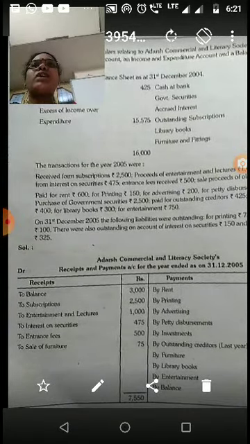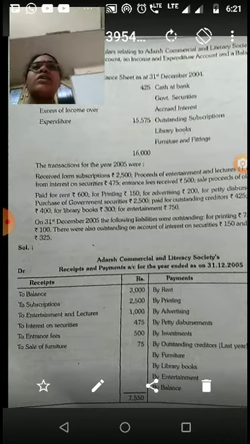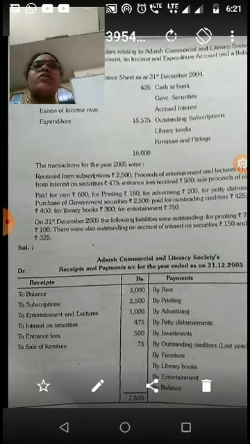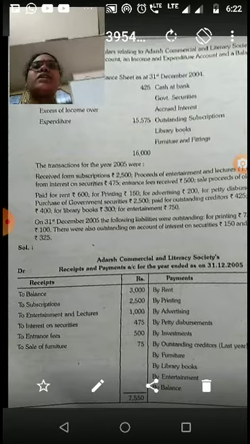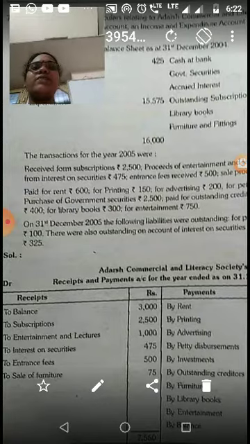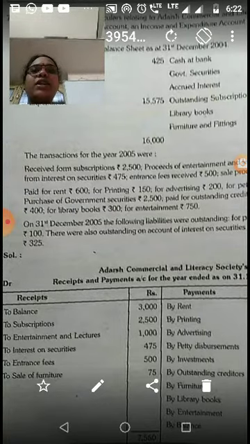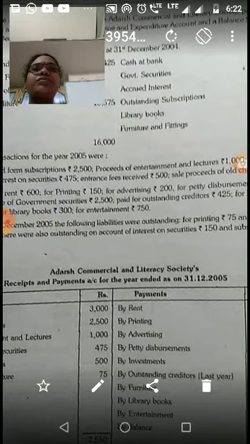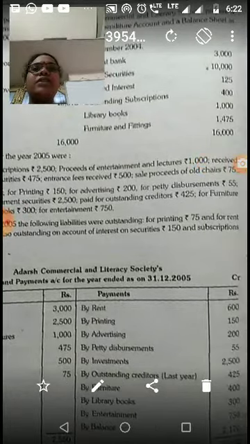Now, from the following particulars relating to Adarsh Commercial Literary Society, prepare receipts and payments account, an income and expenditure account, and balance sheet as on 31st December 2005. Balance sheet as at 31st December 2004, means last year's balance sheet. Outstanding creditors, that is 425, excess of income over expenditure, that is 15,575. The total is 16,000. Here cash at bank, that is 3,000.